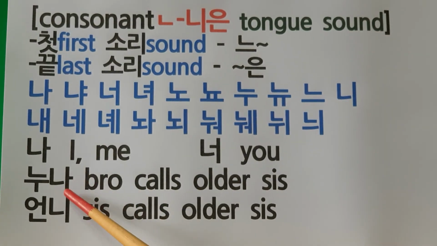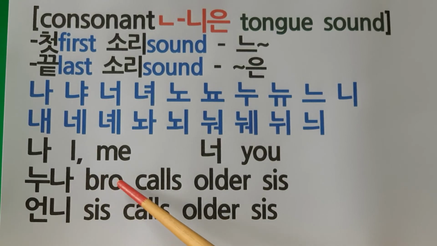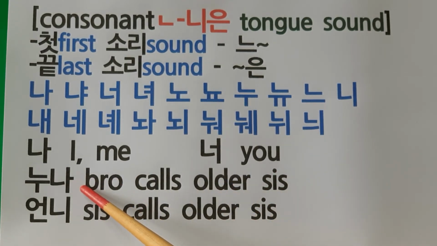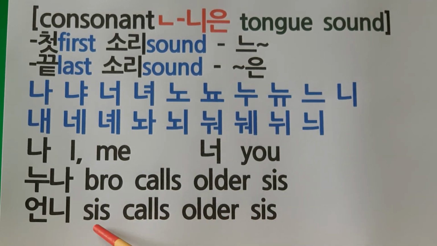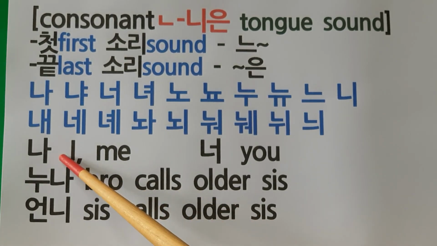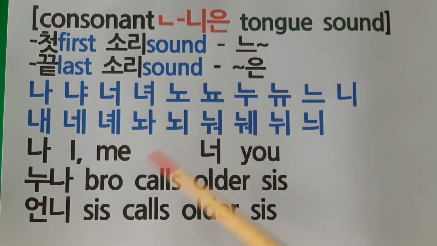And 누나, 누나, 누나. Brother, 남자, younger. 어린 남동생이 누나를 부르는 말, 나이 많은 누나. Brother calls older sister. 누나, 누나, 언니, 언니, 언니. Sister calls older sister. Younger sister, 여동생이 언니를 부르는 말. Sister calls older sister. 나, 너, 누나, 누나, 언니, 언니.